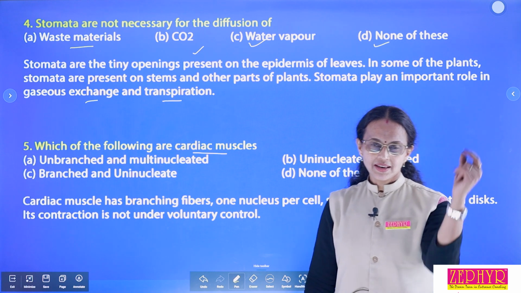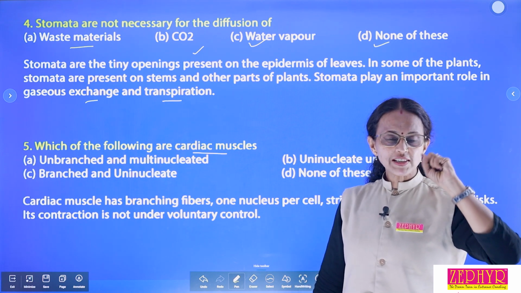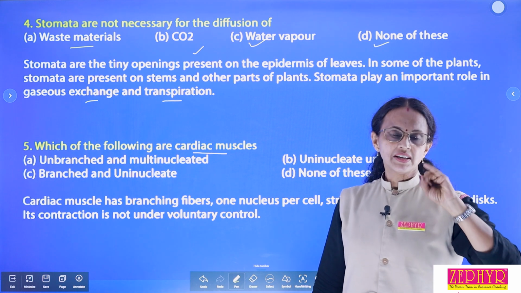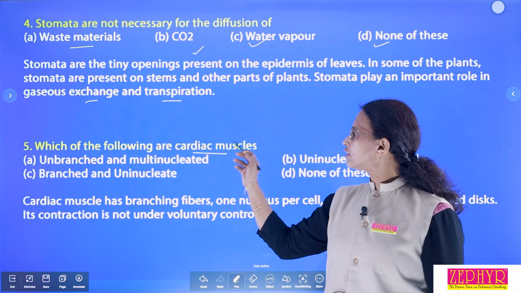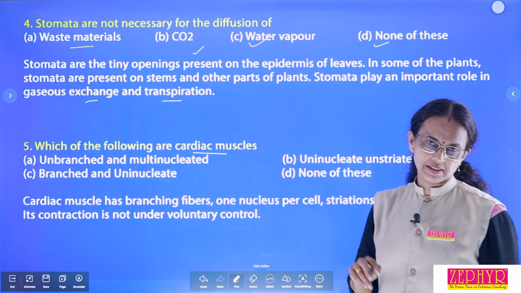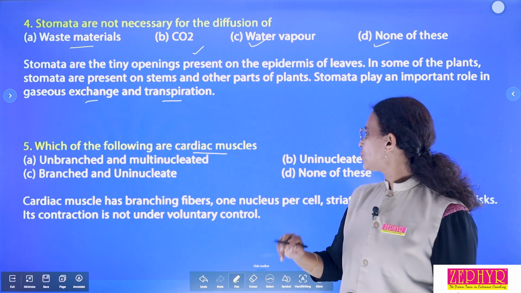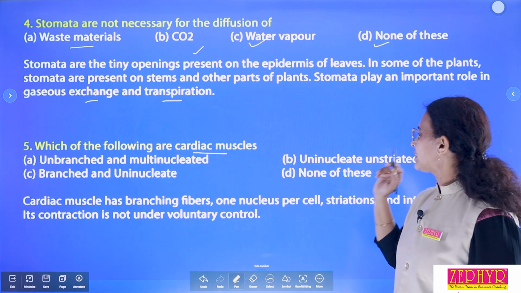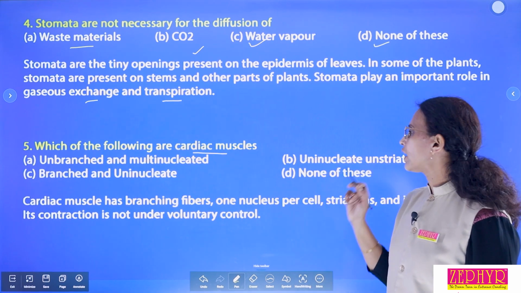Cardiac muscles. Muscular tissues are of 3 types. First one is skeletal muscle, second one is non-striated or smooth muscle and third one is cardiac muscle. Options are unbranched and multinucleate, uninucleate and unstriated, branched and uninucleate, none of these.